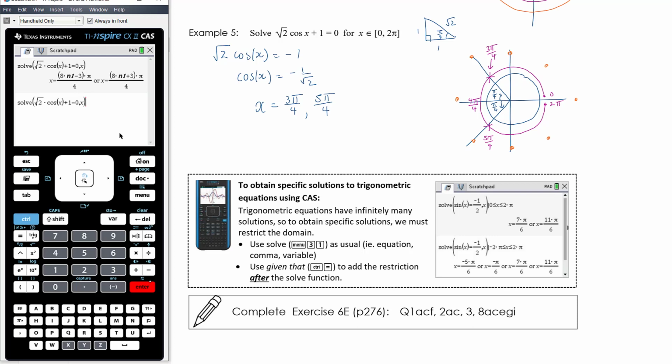So close off the bracket at the end of your solve function, Control equals to get the given that symbol, okay, and then you want to put your domain in here. So 0 less than or equal to x, which is less than or equal to 2 pi. And now we get our specific solutions that match the ones we found by hand. Okay, time for you to do some practice.